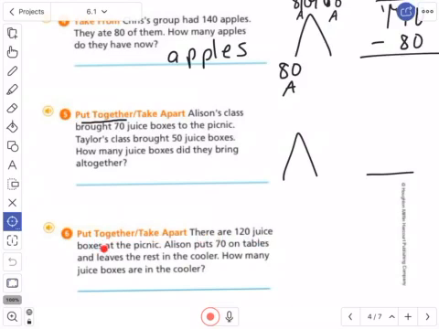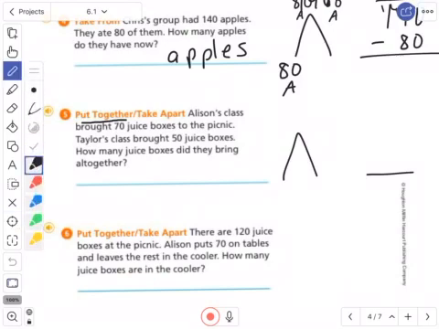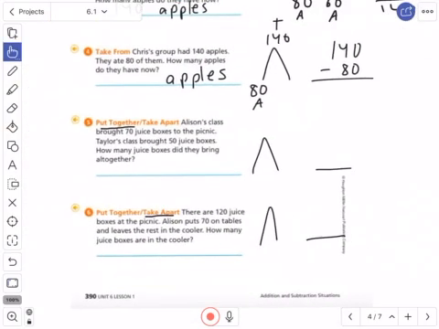Number 6, it's either going to be a put together or a take apart. There are 120 juice boxes at the picnic. Allison puts 70 on tables and leaves the rest in the cooler. How many juice boxes are in the cooler? That sounds a little bit more like a take apart. But you need a math mountain and work if you need to. That's where we're going to stop there. So you are going to do page 390. In the next part of the video, we'll come back and check answers. Have fun.